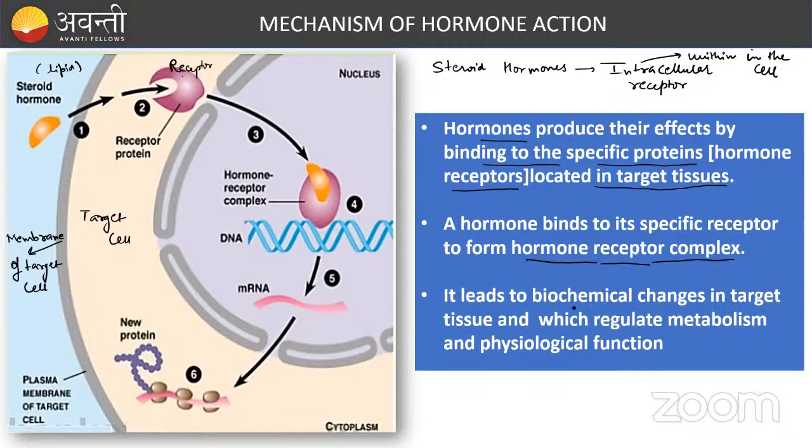And this complex leads to biochemical changes in the target tissues, which regulate the metabolism and the physiological function. So this complex interacts and leads to many biochemical changes in the target tissues, and all these biochemical changes collectively regulate the metabolism and the physiological function of the body.